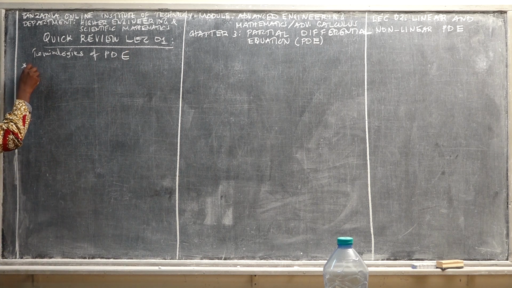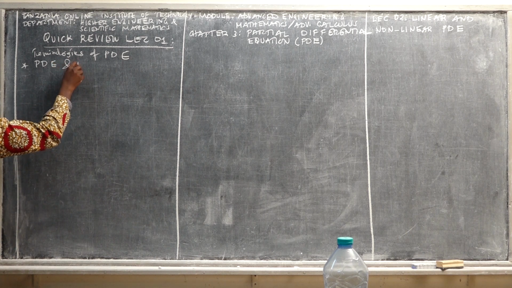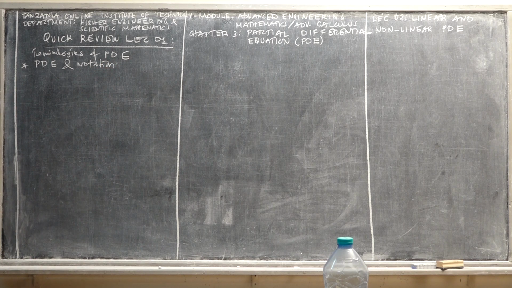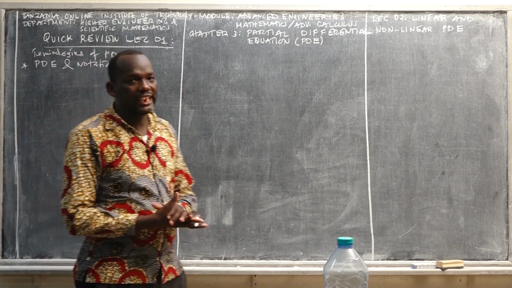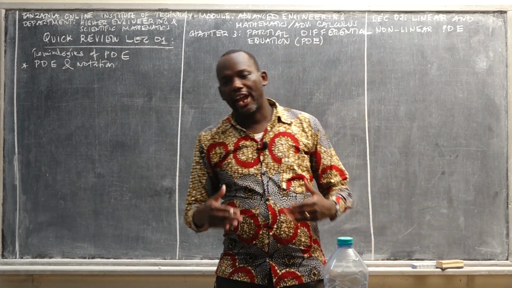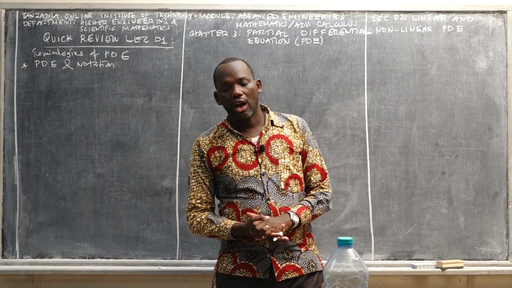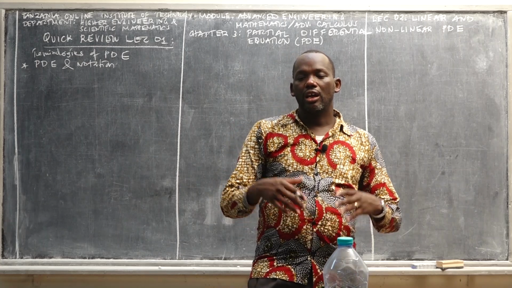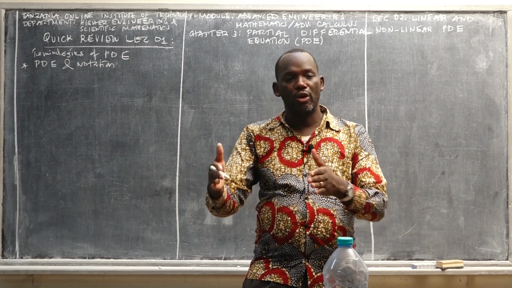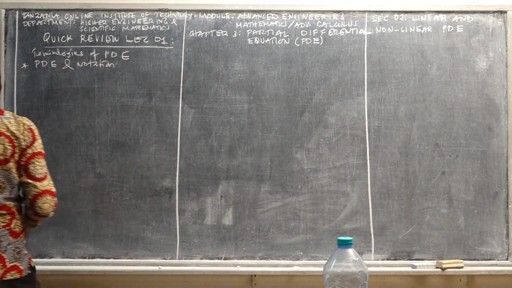The first terminology is the definition: what is meant by a partial differential equation. Then I taught you the notation. We defined a partial differential equation as an equation containing dependent and independent variables and partial derivatives, whereby the dependent variable depends on two or more independent variables.